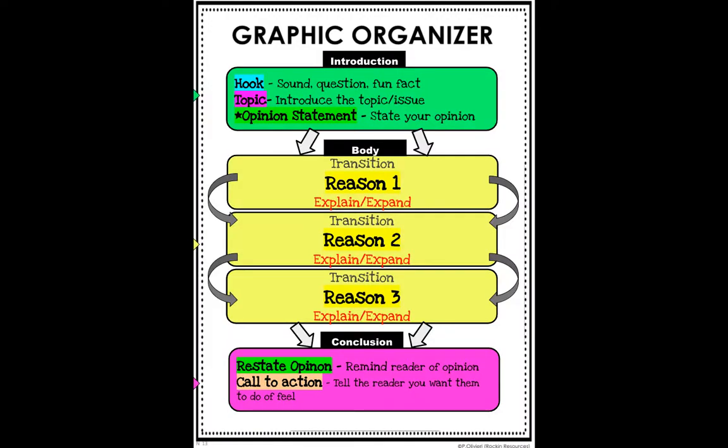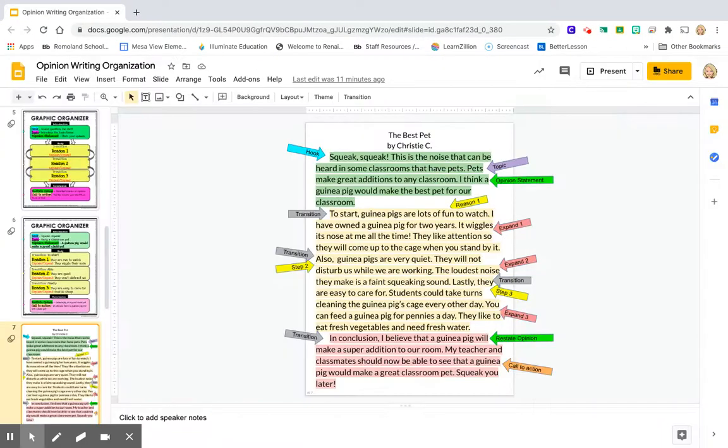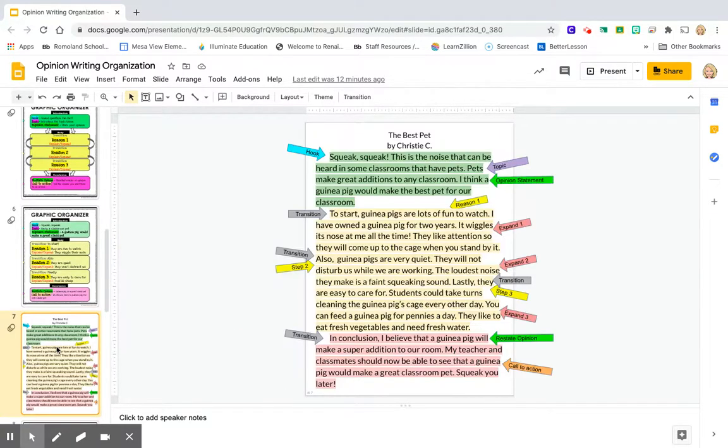Sorry, let me go back. Okay, so now I'm going to exit out of here. You can see that this author has all those parts that we included in this graphic organizer, but they just put it into complete sentences and then made those sentences into their paragraph form.